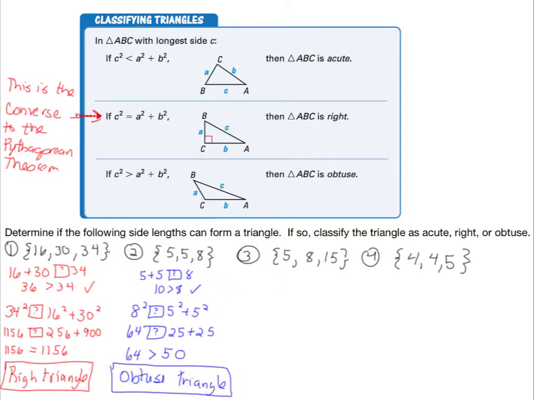In example 3, I take 5 plus 8 and compare that with 15. 13 is less than 15, therefore this cannot form a triangle.